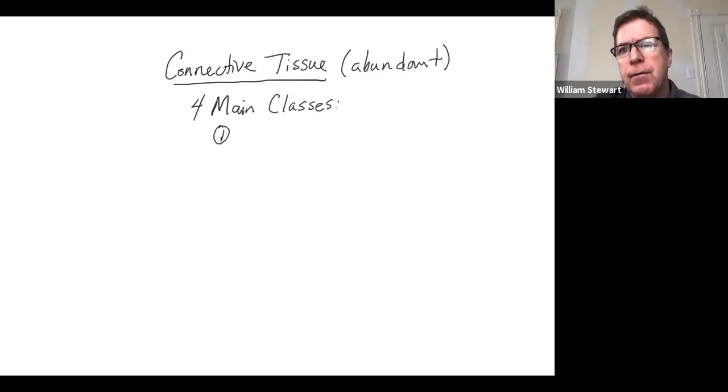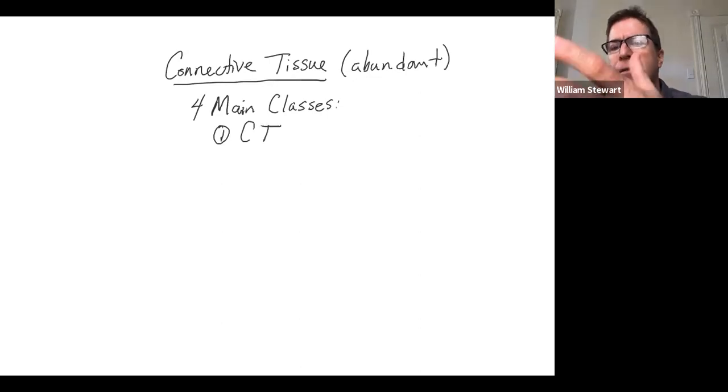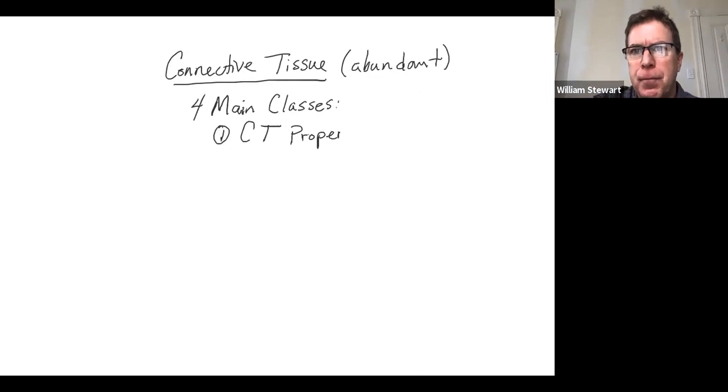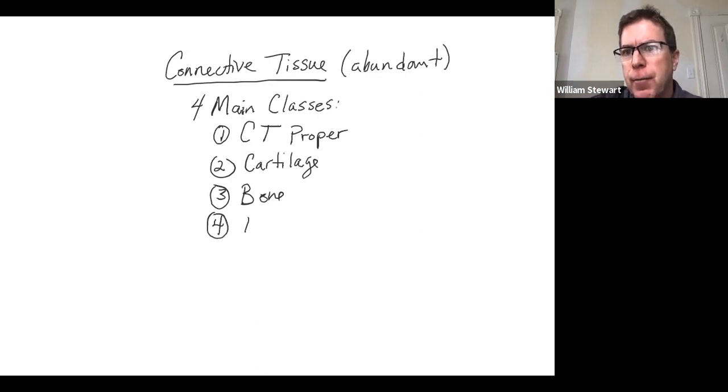I'm going to write CT from here on out so I don't have to keep writing out connective tissue. There's a category or class called connective tissue proper. Second one, that is cartilage. Third one, bone. And fourth, fluid. I don't have time today to go over all 4 of these. I'll continue on Thursday. These are just the 4 main classes of connective tissue.